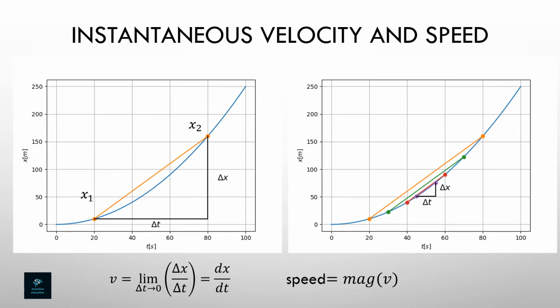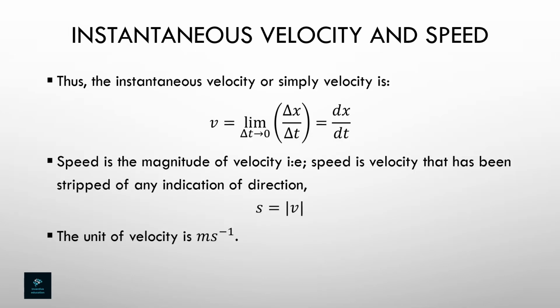Delta x by delta t in such a case is the instantaneous velocity, or simply the velocity, and the instantaneous speed is the magnitude of velocity. Therefore, instantaneous velocity, or simply velocity, is defined as delta x by delta t when delta t tends to 0. This is also represented as differentiation of position x with respect to time. Speed is the magnitude of velocity, that is, speed is velocity that has been stripped of any indication of direction. Therefore, s is equal to magnitude of v. The unit of velocity is meter per second.